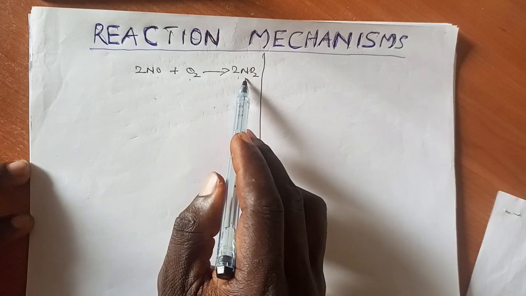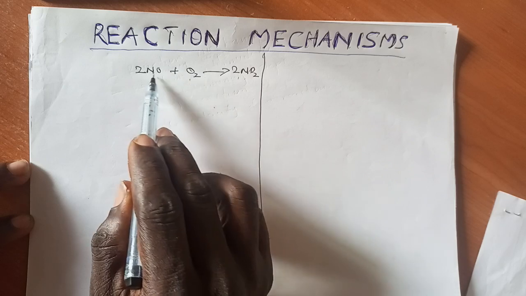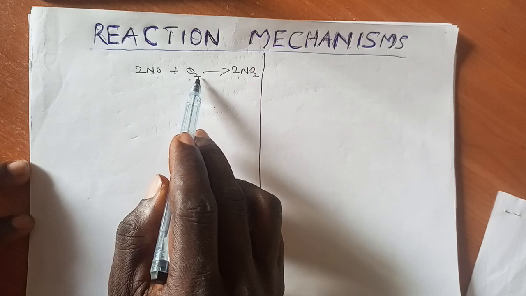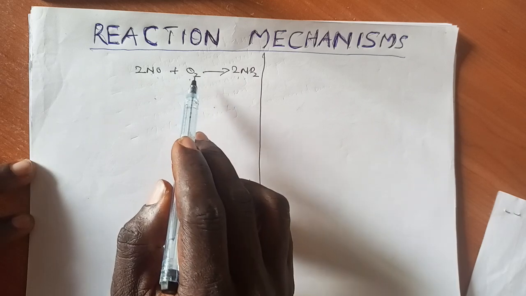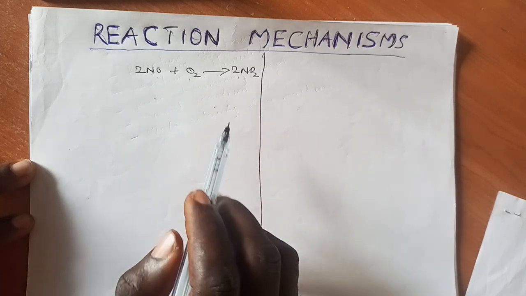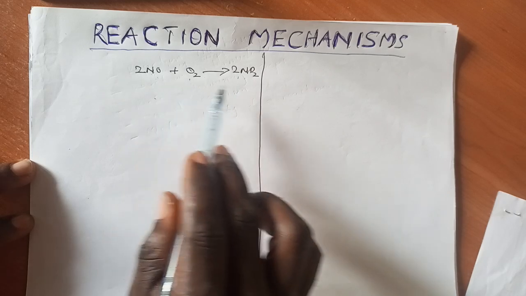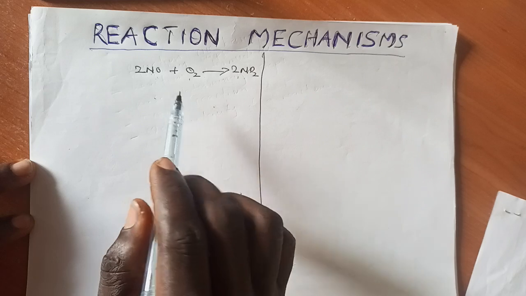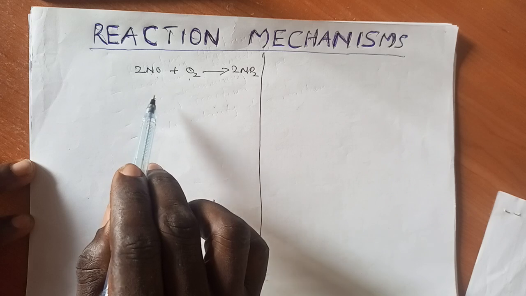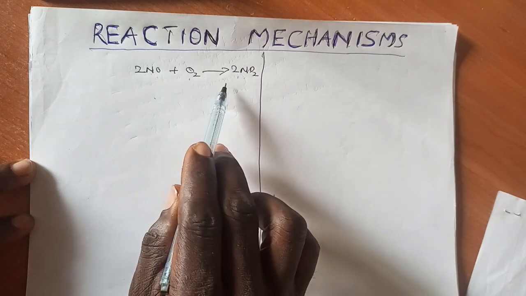This product is actually not formed directly from the collision of two NO molecules with an oxygen molecule, because N2O2 is actually detected during the course of the reaction, which you are not seeing here. Because you cannot see it, you will not know that there are actually other elementary reactions that have taken place, which lead to the final product formation.